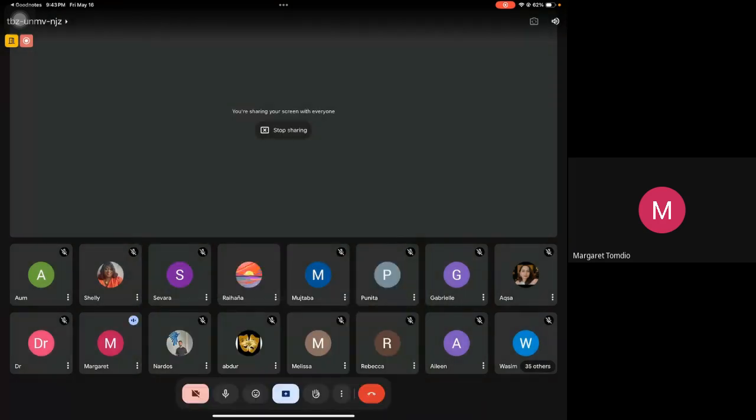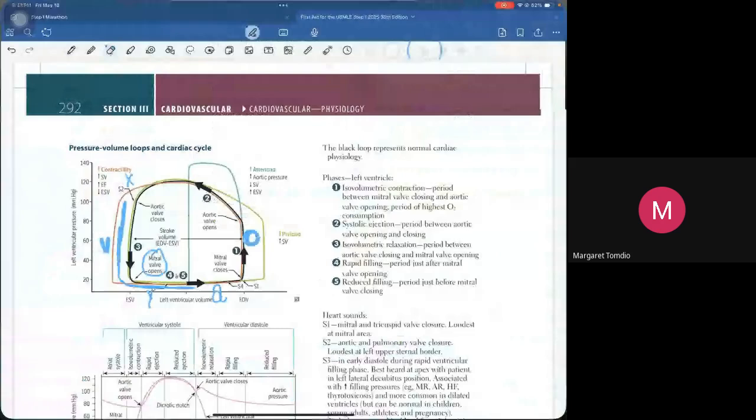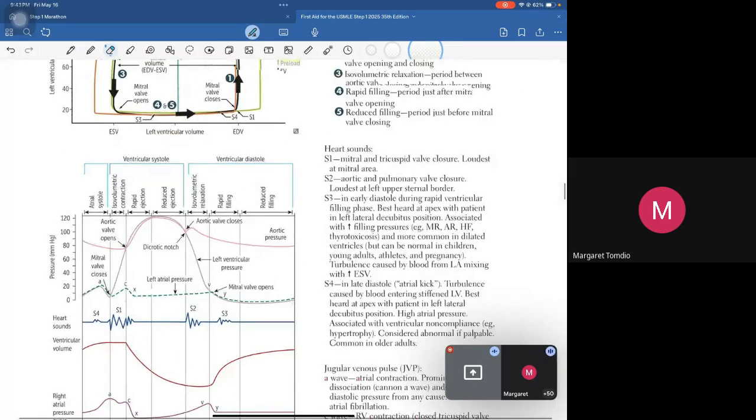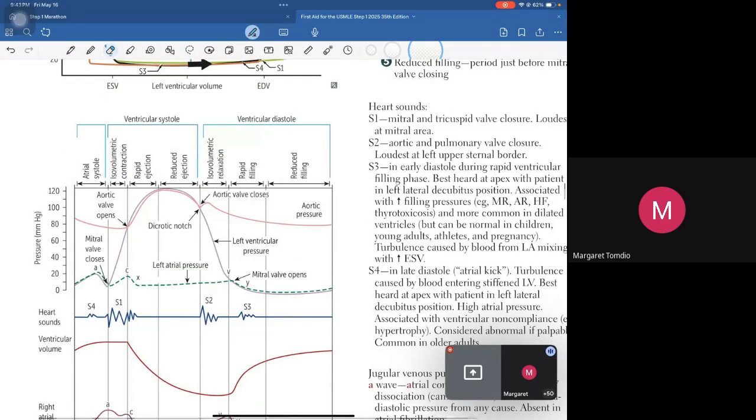I have a question. Yes, yes, I'm sorry. Looking at the diagram, where do you situate S2? Is it on the V wave? I'm looking at the diagram that you showed, because we had a question on that on UWorld. Okay, so this is the S2, right?